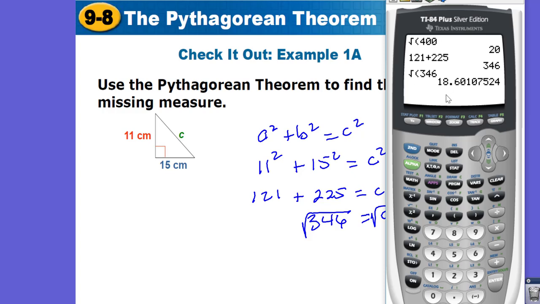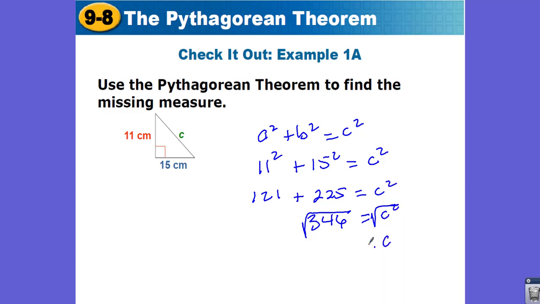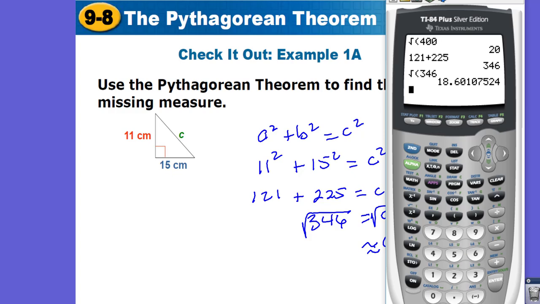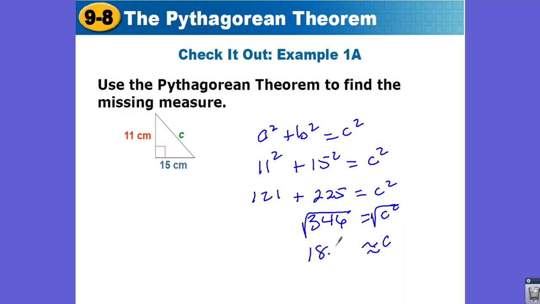Now, what I'm going to have you do on this assignment is round to the nearest tenth. So we look at the hundredths place. It's a 0. If it's 5 or more, we make the 6 one more. If it's less than 5, we keep it the same. So in this case, c is approximately equal to 18.6. And that would be centimeters. And that's how you do problems where the hypotenuse is missing.